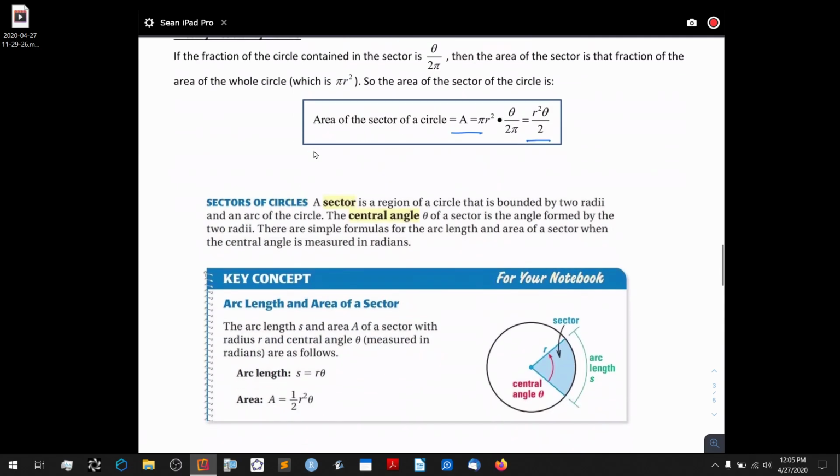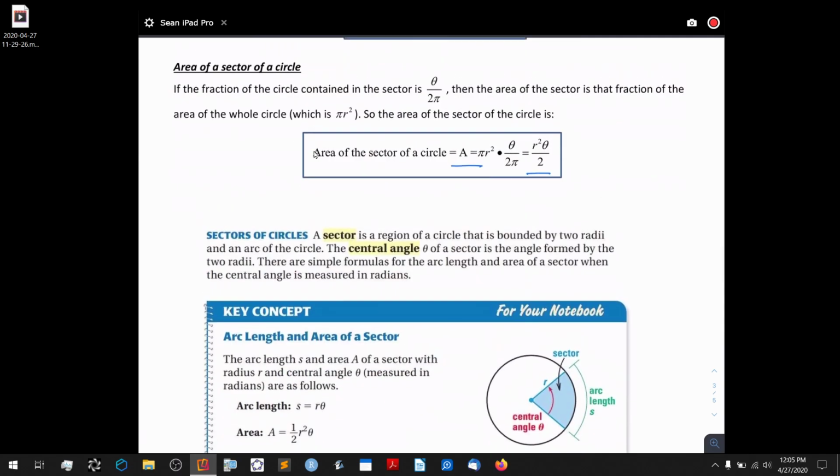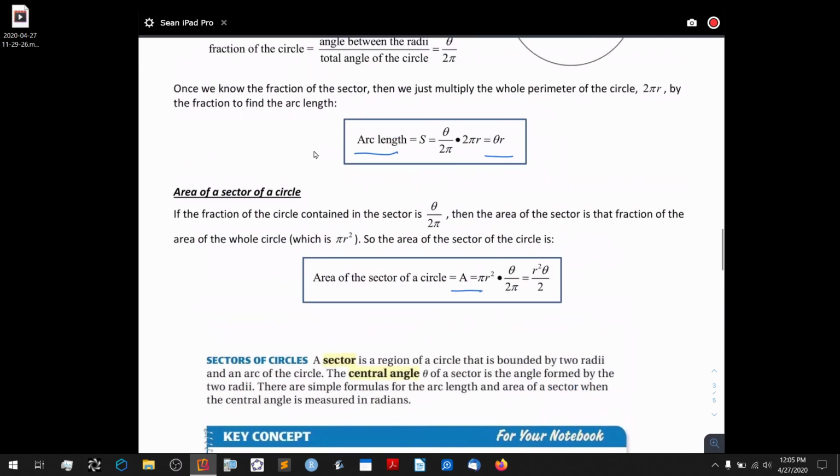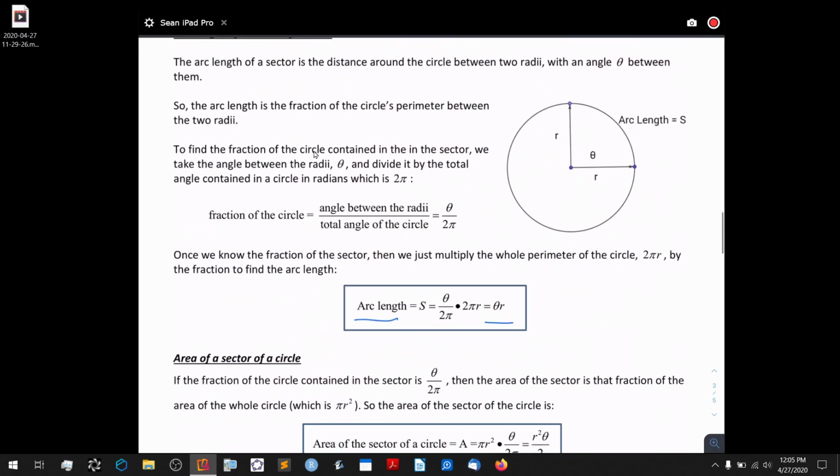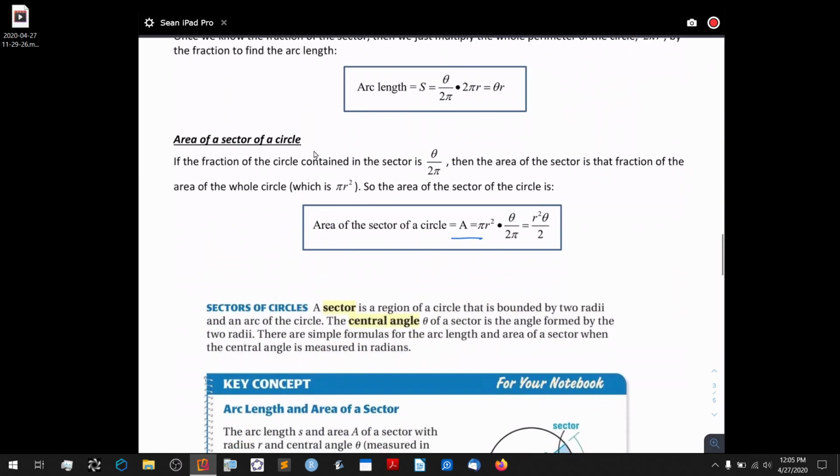Not pi r squared over 2. Theta r squared over 2. Okay, I'm reading it right here. Theta r squared over 2. All right, so please go read that. It's useful, but I don't want to do the whole explanation with you right now because the video, like I said, is already way long.